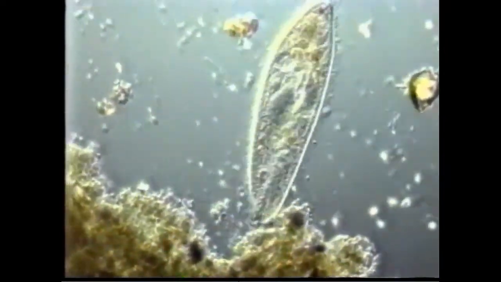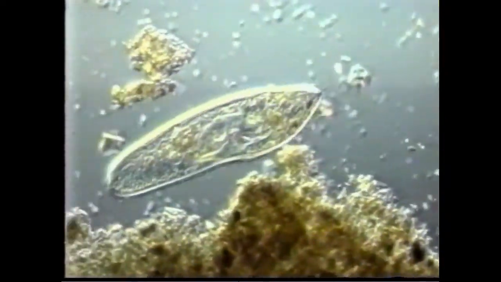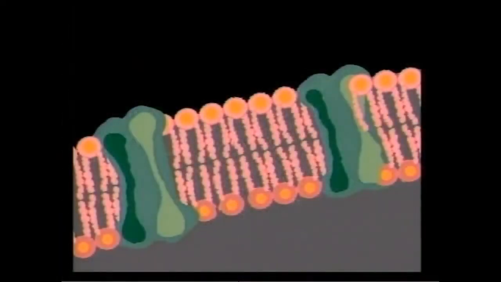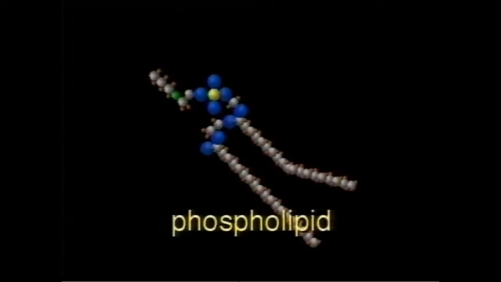Everything that comes in or goes out of a cell must pass through the cell membrane, a thin layer that surrounds and protects the complex structures and delicate balance of chemicals inside. The membrane's framework consists of molecules called phospholipids in a tough but flexible double layer.